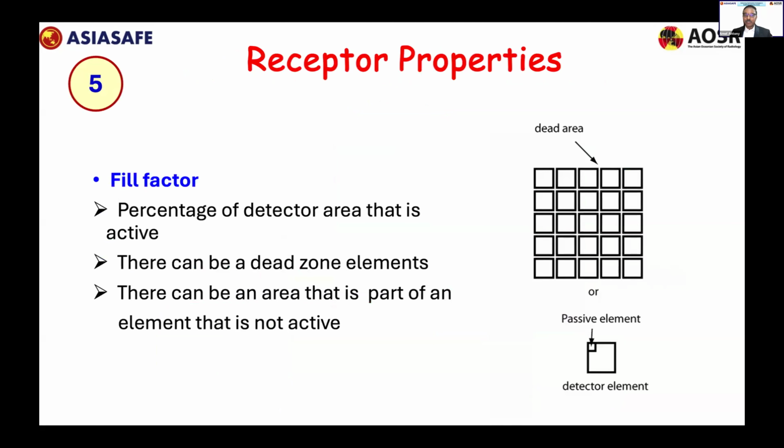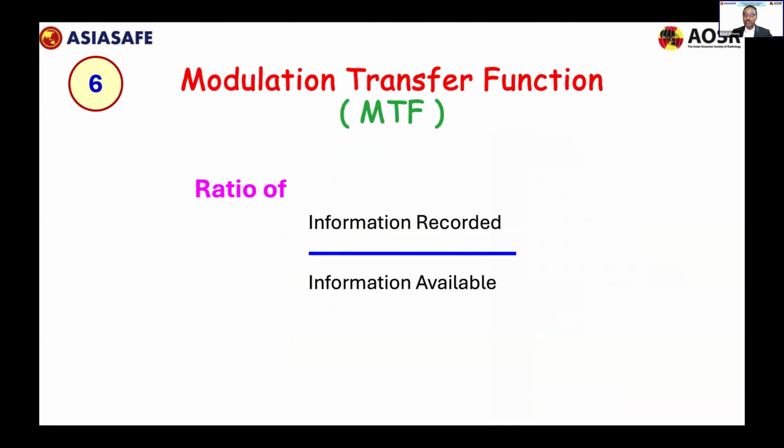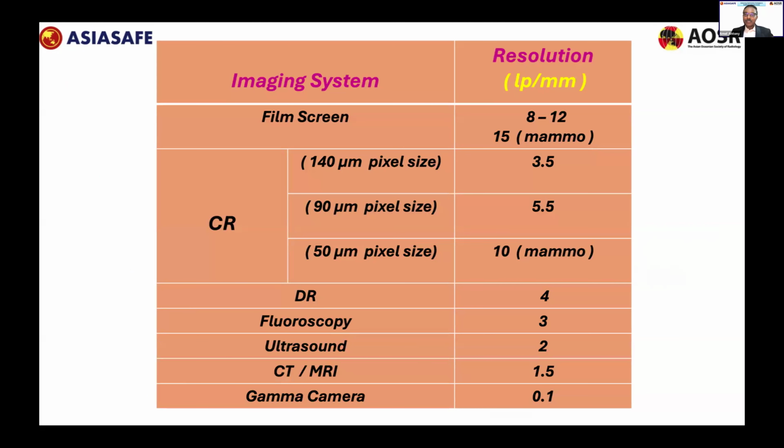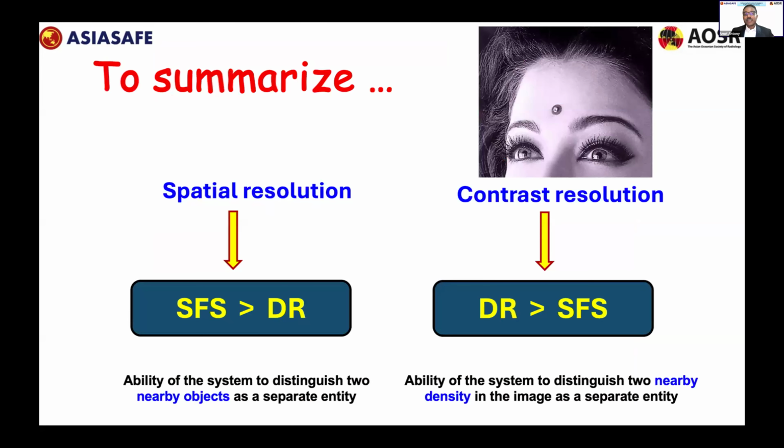Now, scintillator thickness, receptor properties, these are all important, and also the modulation transfer function, the information recorded and the information available. Now, normally we should have the highest modulation transfer function possible. So that is again a comparison there between film screen and DR, fluoroscopy, ultrasound, CT, MR, and gamma camera, and so on. Now, to summarize, spatial resolution still, as compared to CR and DR, film screen radiography holds an edge, while in contrast resolution, CR and DR hold good, and it's far ahead of film screen mammography.